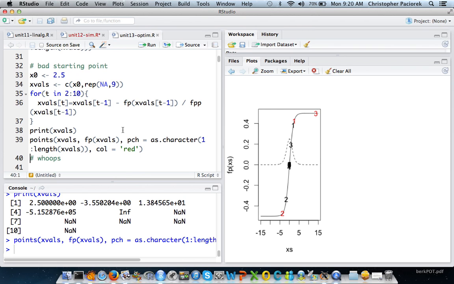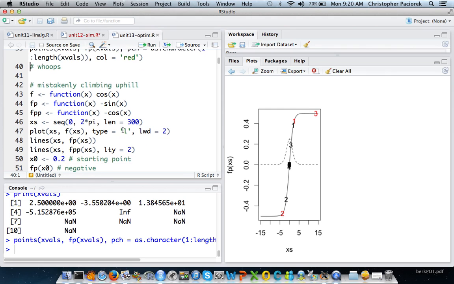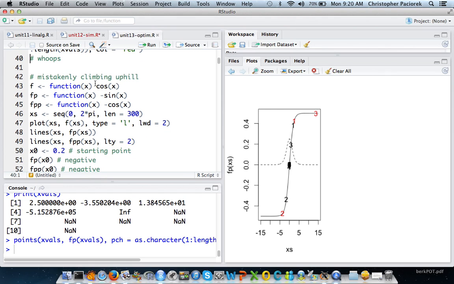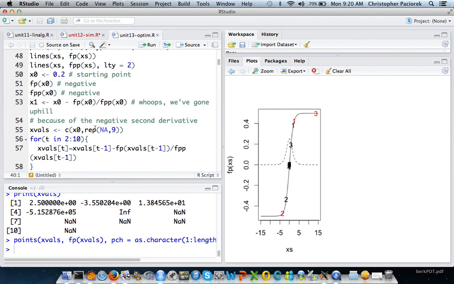Okay, I had another example here, which was basically this idea that we might climb uphill instead of climbing downhill, and this was just with a cosine function that is a wave function. But we basically talked through that last time, so I think I'll skip that here.